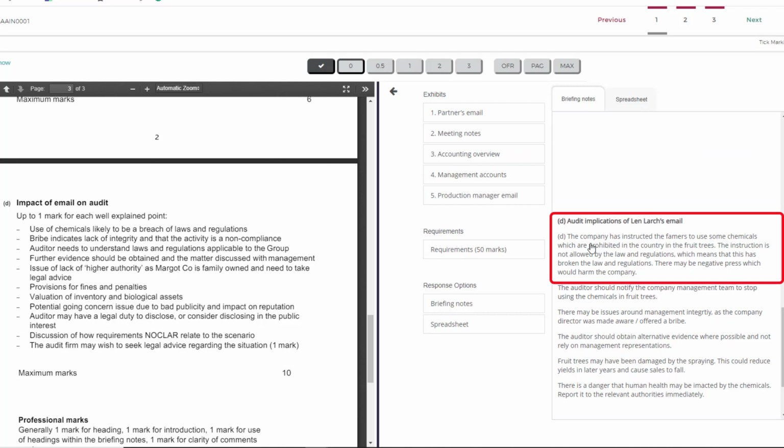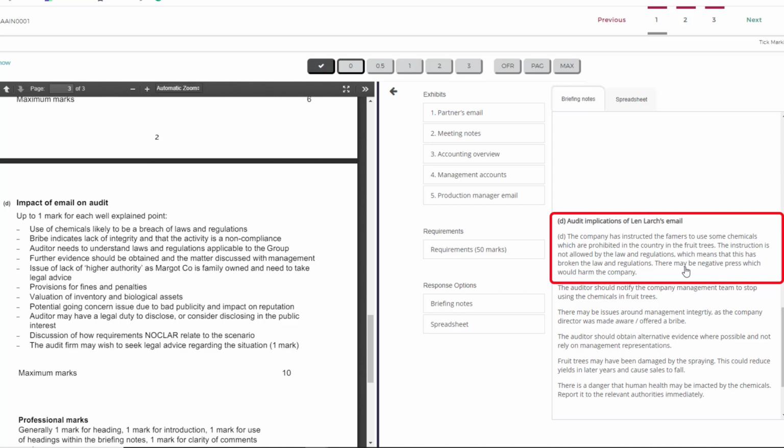Companies instructed farmers to use some chemicals which are prohibited. It's a good start. It's illegal, great. So we have broken the law, and there may be negative press that would harm the company. I really like this point, but it's not answering the question. The question is, get back to there being the audit implications of this.